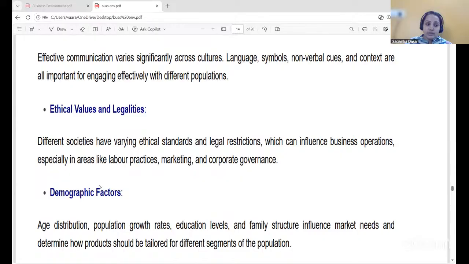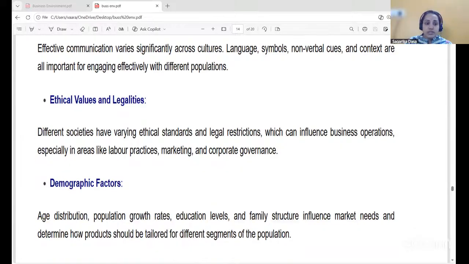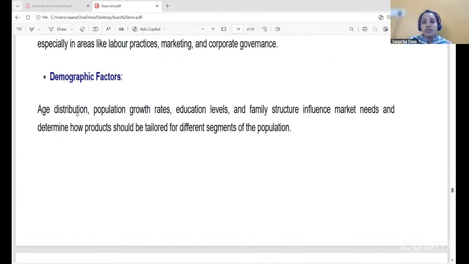labor practices. Demographic factors. Age distribution: how the age is distributed among the population. Say, for example, in China, we say that the old age population is very high. In India, we say that the youth population is very high. Like that, age distribution, population growth rate, education levels, and family structure influence market needs and determine how products should be tailored for different segments of the population based on the age, based on the education levels and family structure.